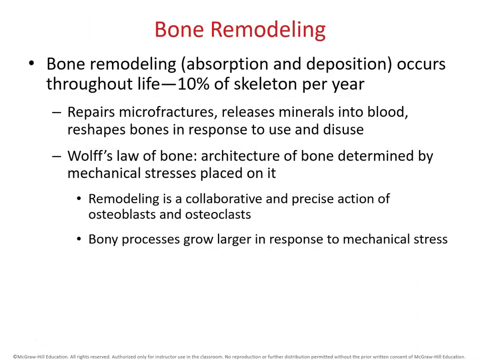About 10% of your skeleton is remodeled per year. And this remodeling happens because the skeleton accumulates microfractures, small damage that a lot of the time we don't even notice has happened. This happens when our body needs to release calcium or phosphorus or magnesium from the bones into the blood to maintain homeostasis. It also happens when bones are reshaped from use and disuse.